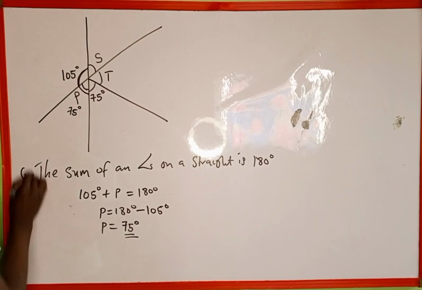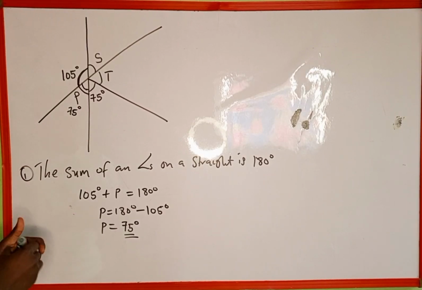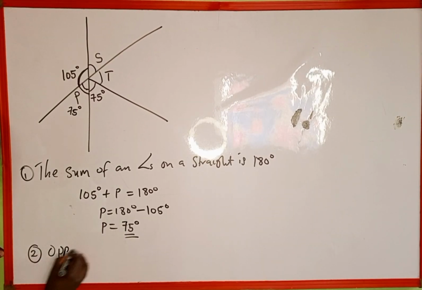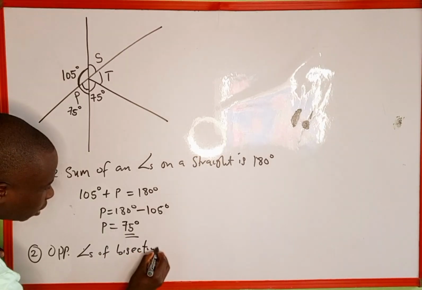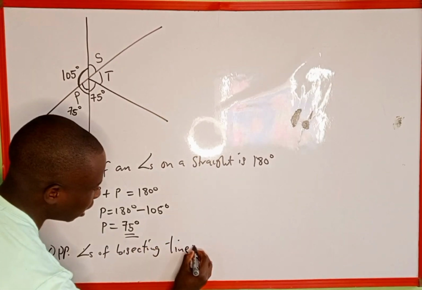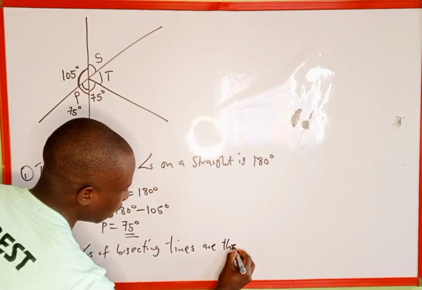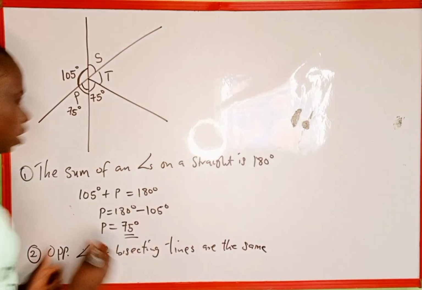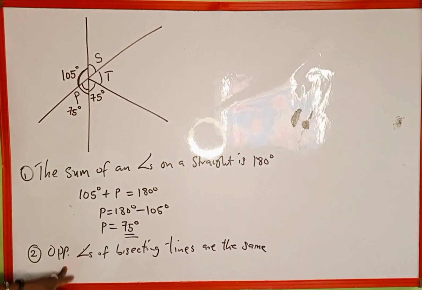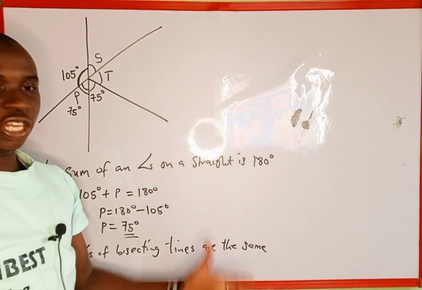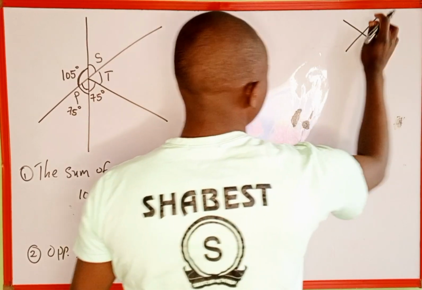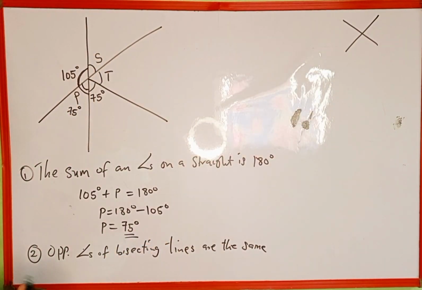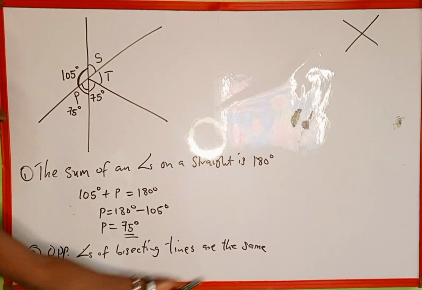This is the first theorem, and the second theorem we are going to use is the theorem that said opposite angles of bisecting lines are the same. So this is the second theorem we are going to apply. Opposite angles of bisecting lines are the same. What do we mean by bisecting line? When you see a line like this crossing like this, it is a bisection. And the theorem says opposite angles of bisecting lines are the same.